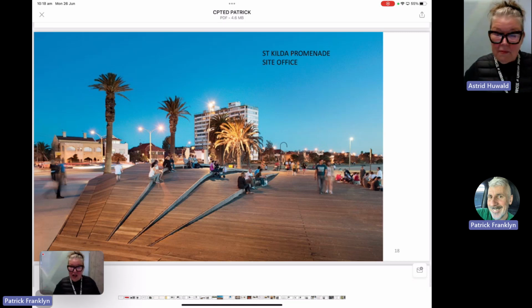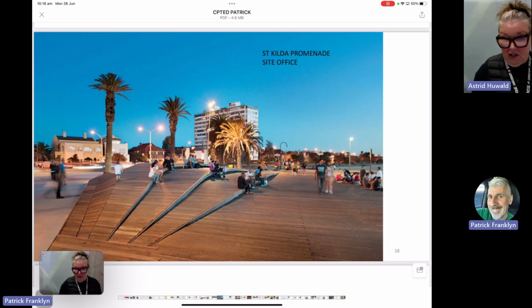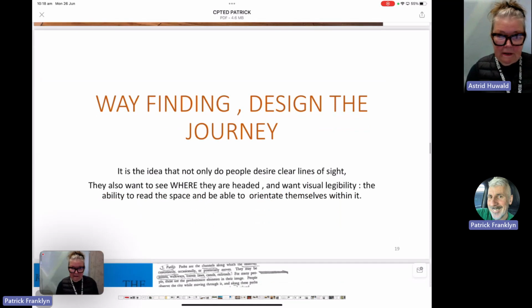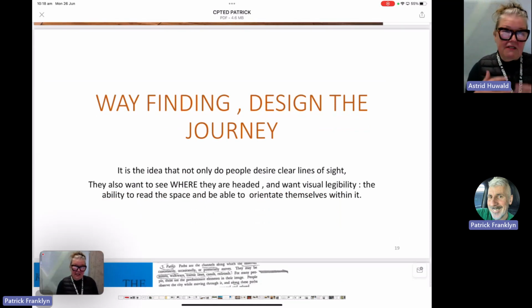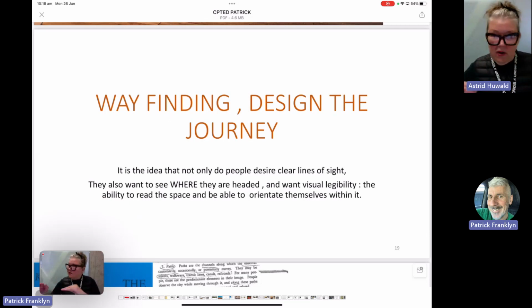It is a necklace, but there are jewels and pearls along it, different activities actually along it that you can design. Next slide. And this idea of the necklace brings us to, in CEPTD, what we also call wayfinding, that you actually have to design the journey. So not only do people want clear lines of sight, they want to see where they're going, but they also need landmarks.